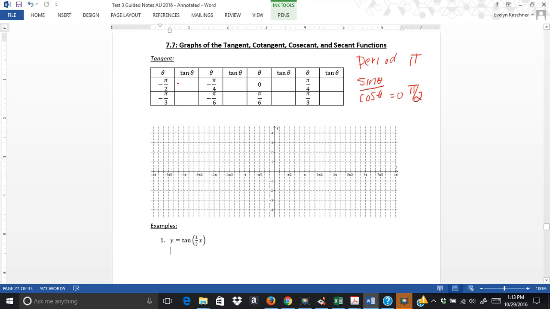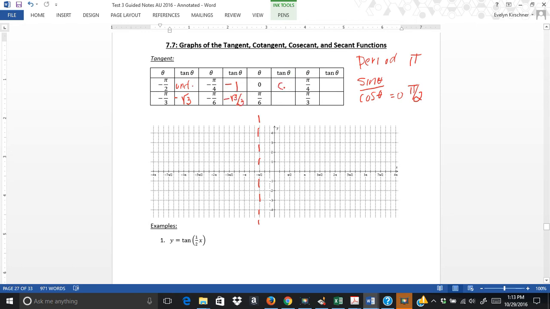So look at the values. At negative pi over 2, it's undefined. And remember, if it's undefined, that's when we're going to have a vertical asymptote. At negative pi over 3, it's negative radical 3. Remember, tangent is negative in the fourth quadrant. Negative pi over 4 is negative 1. And negative pi over 6 is negative radical 3 over 3.